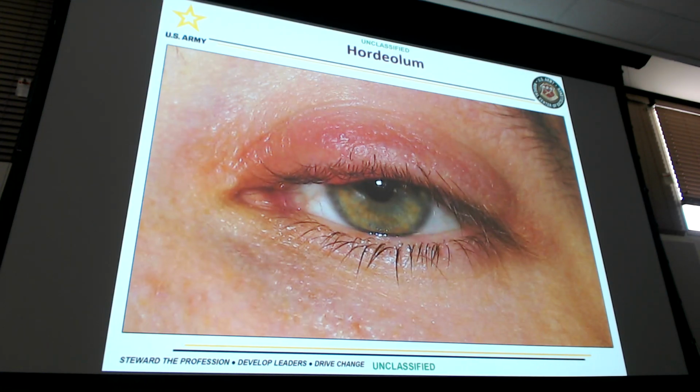Okay, if we flip this upper lid up, the patient would be in a lot of pain, but you'd have a much better view of that hordeolum. Okay, this patient's going to get oral antibiotics. All right. So what happens if you don't give a patient oral antibiotics to treat their hordeolum?